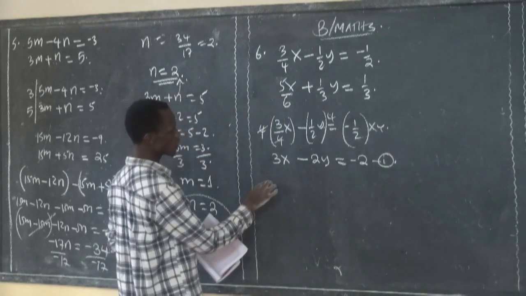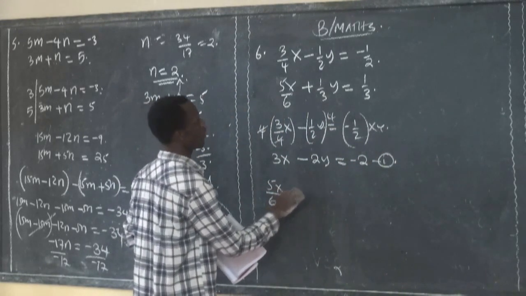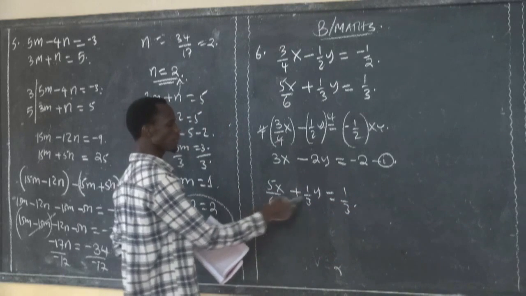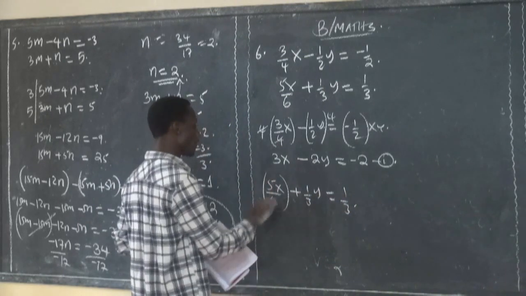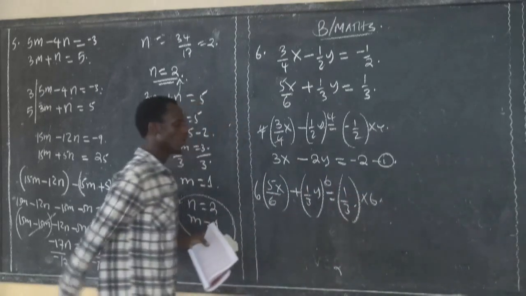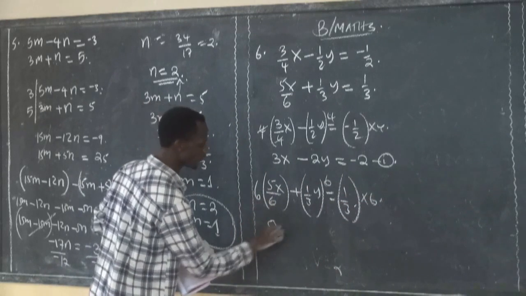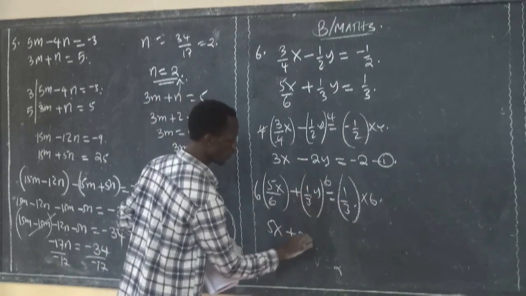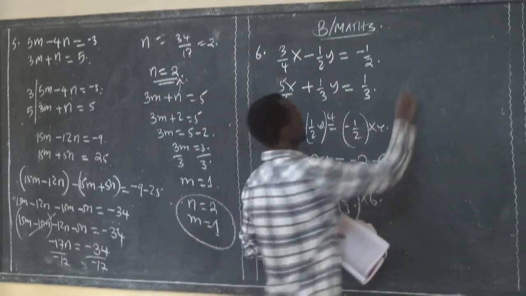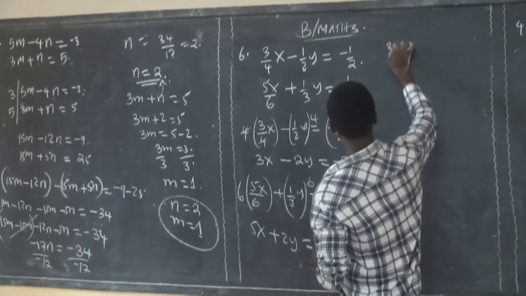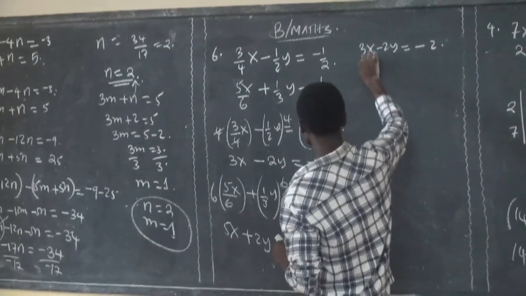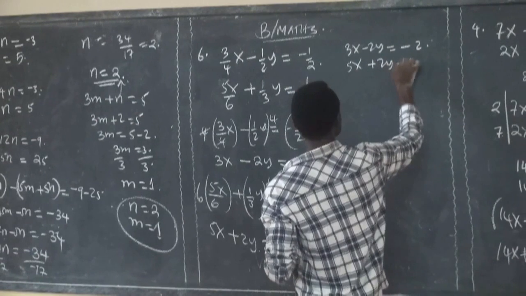Now, the second equation also, you have 5 over 6x positive 1 over 3y is equal to 1 over 3. Now, the LCM of 6, 3 is what? 6. Now, we multiply by 6 throughout. Then, if that is the case, now you have 5x, then positive 2y is equal now to 2. Now, this is the second equation. Now, my question is, we have 3x minus 2y is equal now to negative 2, and the second equation is 5x positive 2y is equal now to 2.